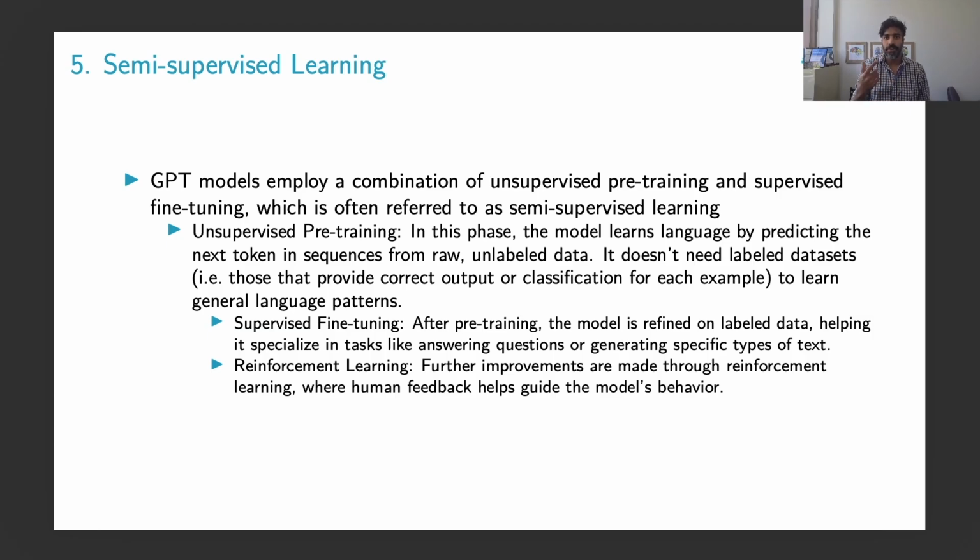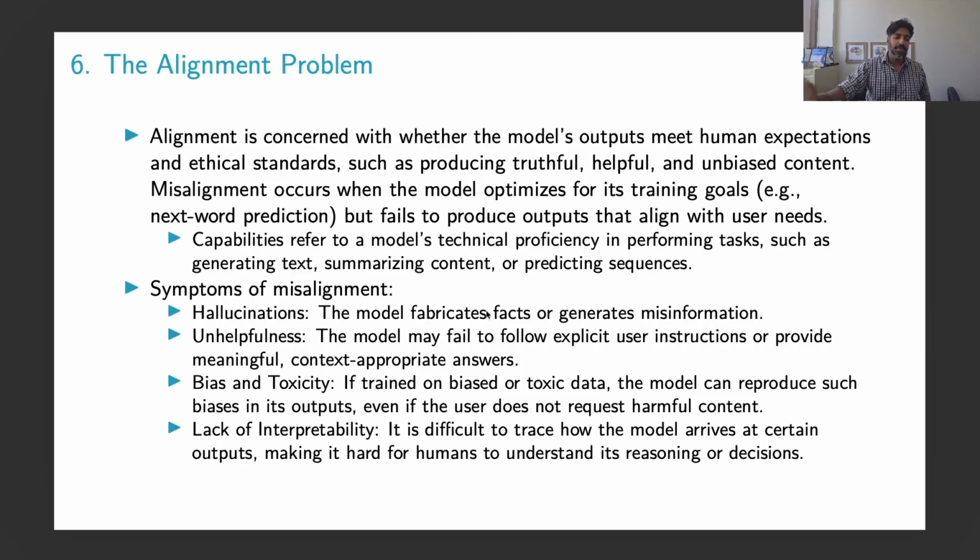And then there's reinforcement learning. Further improvements are made through reinforcement learning, where human feedback helps guide the model's behavior. So the alignment problem is really concerned with whether the model's outputs meet human expectations and ethical standards, such as producing truthful, helpful, and unbiased content.